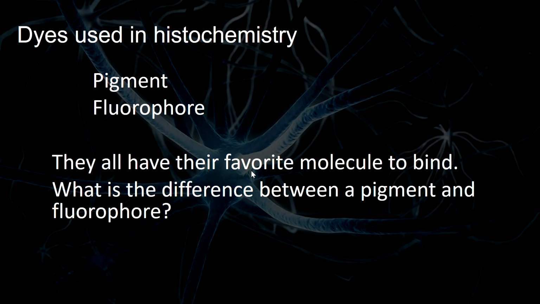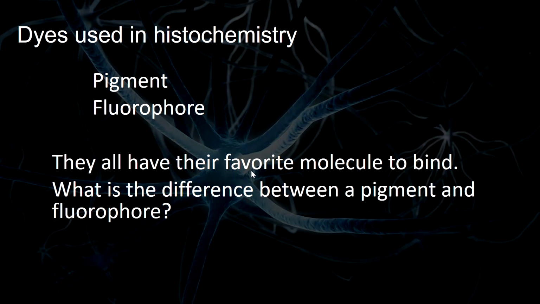Okay, now let's talk about the dyes that are used in histochemistry. There are 2 types of dyes, pigment and fluorophore. It doesn't matter which type, as long as it is a dye, it has to bind a certain molecule. If it doesn't bind, you are not going to stain anything with it, right? So all the dyes have their favorite molecule to bind.